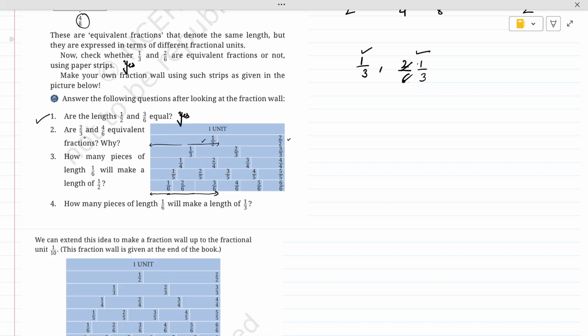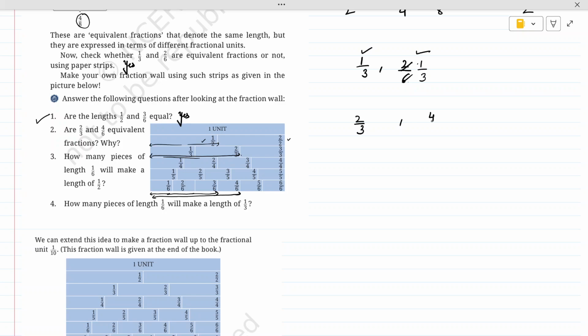Then are 2 by 3 and 4 by 6 equivalent fractions? So this is 2 by 3 starting from here till here, and then we have 4 by 6. We are comparing this 2 by 3 and 4 by 6, right? The starting point is same, the end point is same. That means they are equivalent from the wall. Now let us try to simplify them. 2 by 3 cannot be reduced further. This is the lowest form.